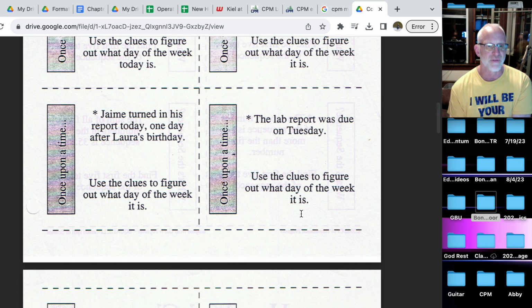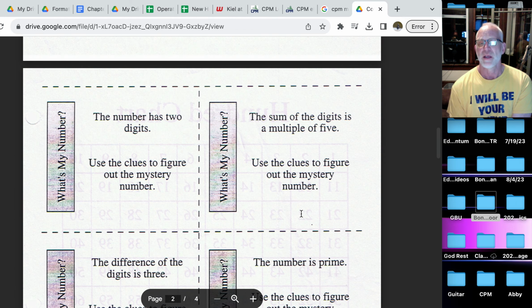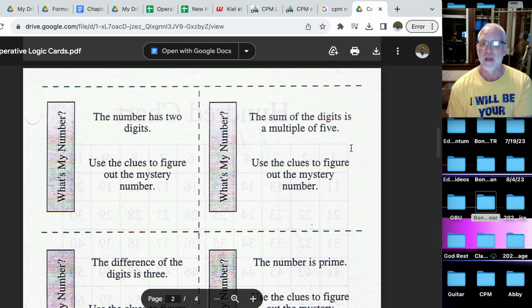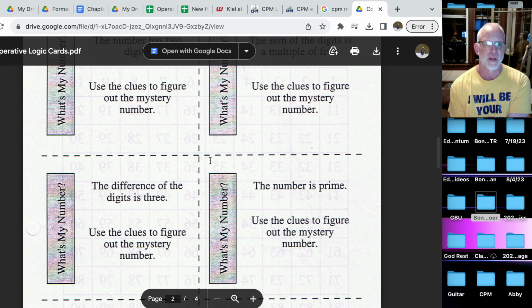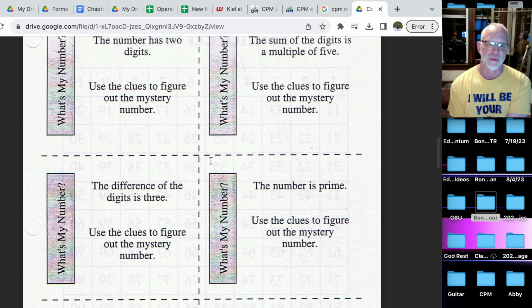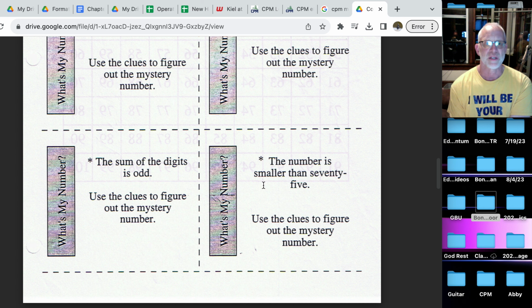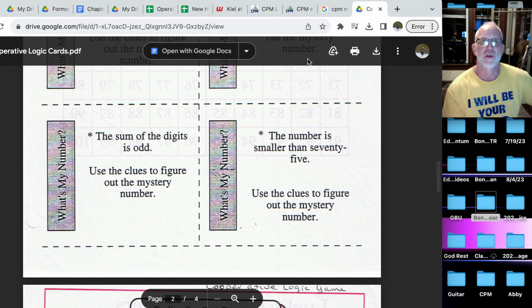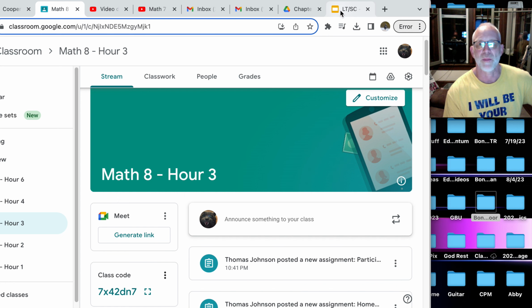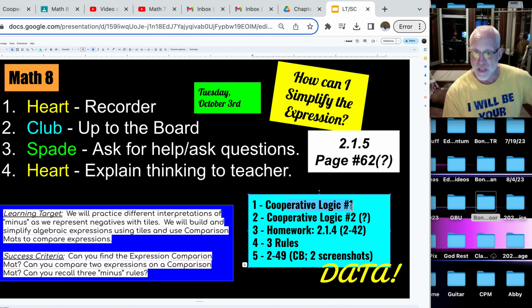And if your group can figure that out, try this one. The number has 2 digits. What's my number? The sum of the digits is a multiple of 5. The difference of the digits is 3. The number is prime. The sum of the digits is odd. And the number is smaller than 75. So those are the cooperative logic problems we were looking at. That was 1 and 2.